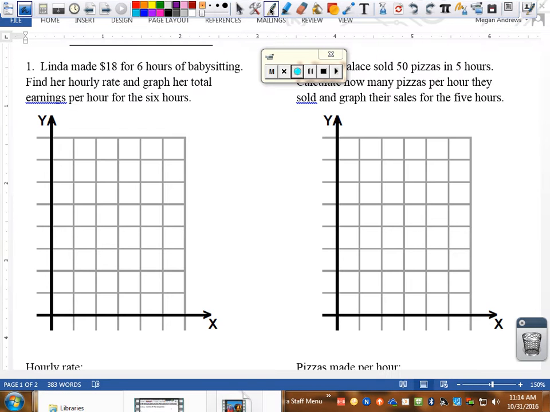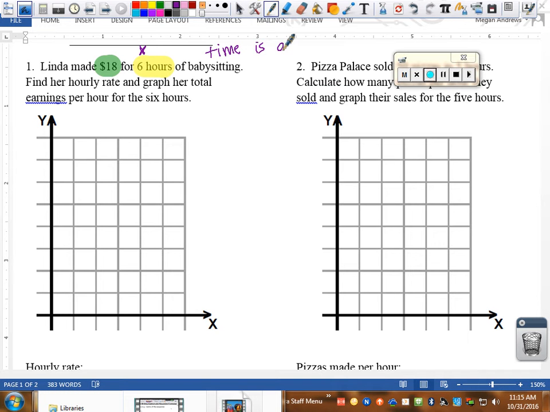Let's look at number 1 on the homework. It said Linda made $18 for 6 hours of babysitting. Find her hourly rate and graph her total earnings per hour for the 6 hours. Let's do the graph first. When you're decoding the question, $18 for 6 hours. Time is always X. That's a good thing to write down somewhere. Time is always X.